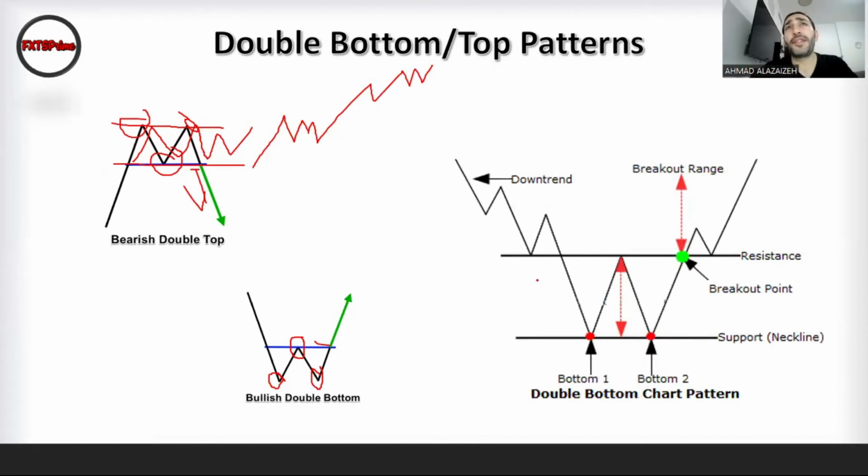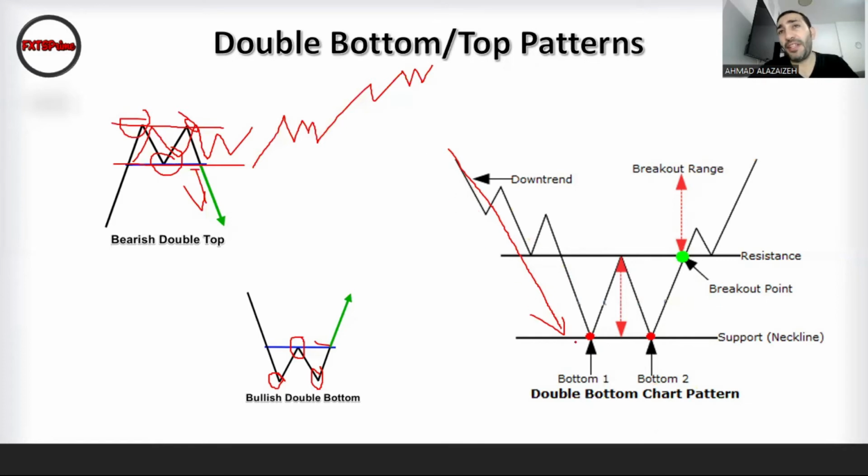So again, guys, let's say the price is coming down. I want to make sure that the price is oversold. This is a bullish double bottom. So don't worry about the name of these, however, I want you to know that if the price is coming down or going up, in this case it is coming down because it's a double bottom.